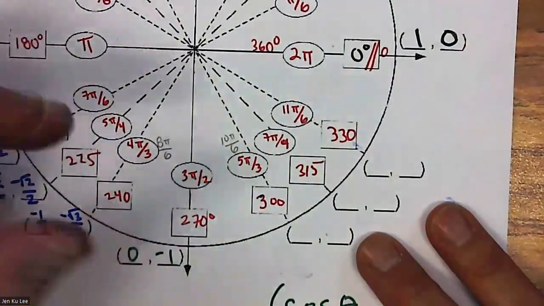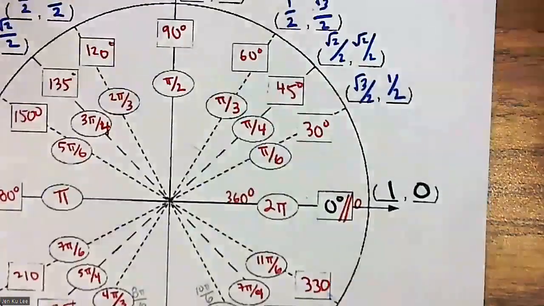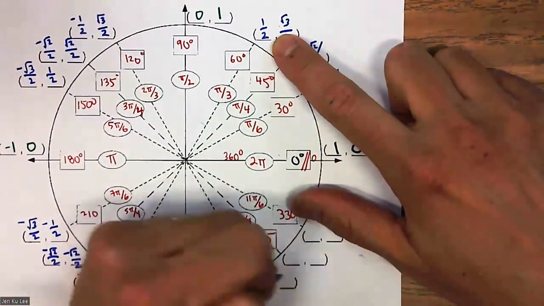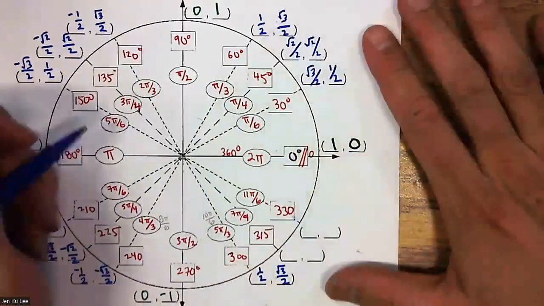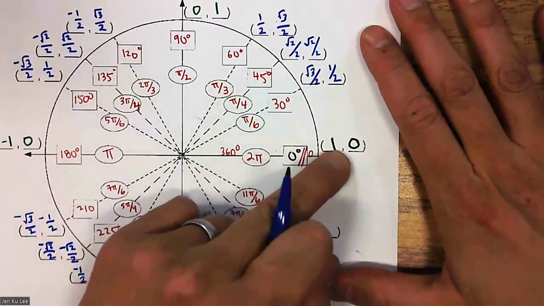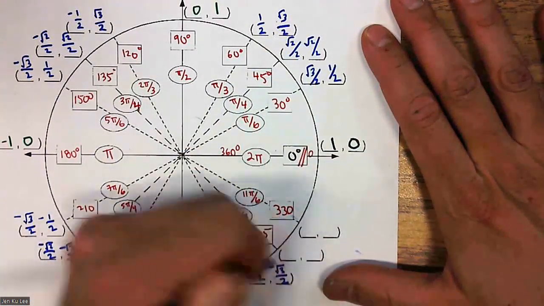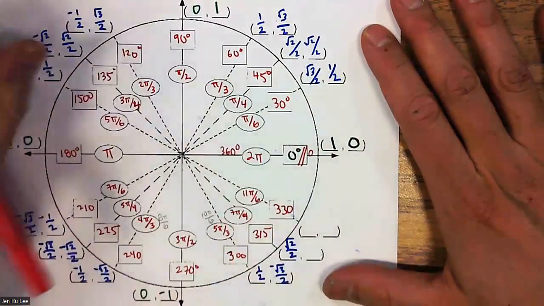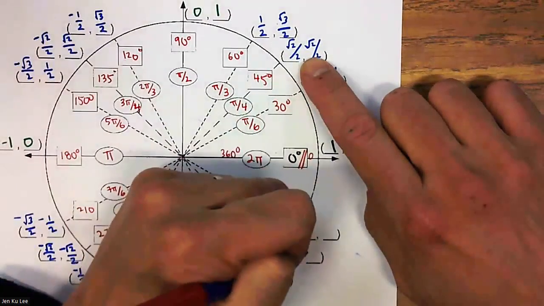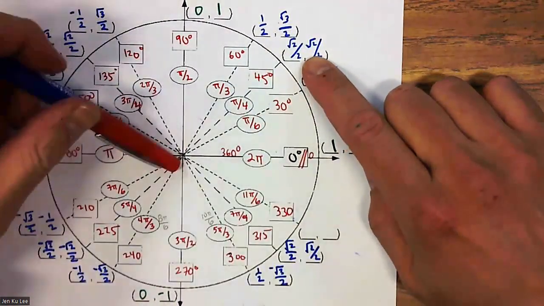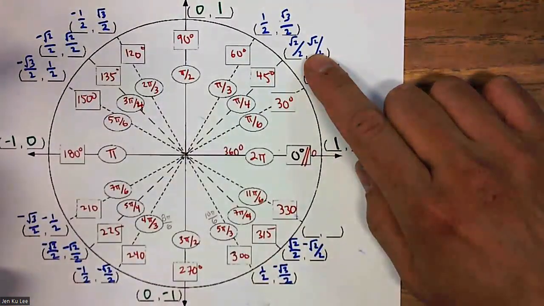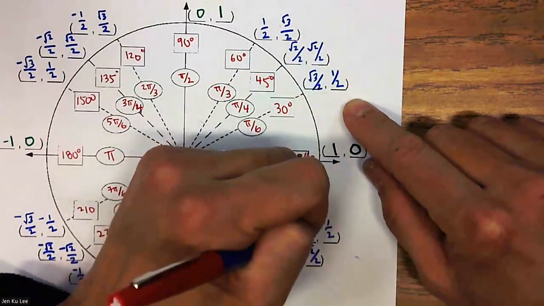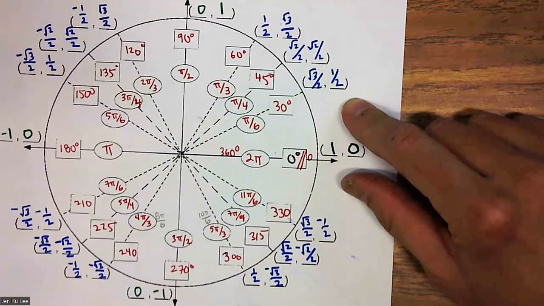330. And so I know it's pi over 3, so I know that reference angle, let me back up, is 60. So that's 1/2, square root of 3 over 2. But in my fourth quadrant, x is positive, y is negative, so that's negative. Right? Square root of 2 over 2, which is pi over 4. X is positive, y is negative, so that's negative. And then 30 degrees is square root of 3 over 2 and 1/2. X is positive, y is negative, so that's negative.